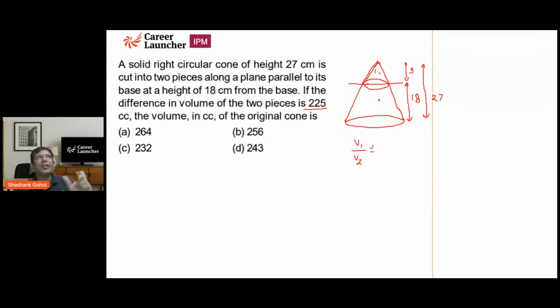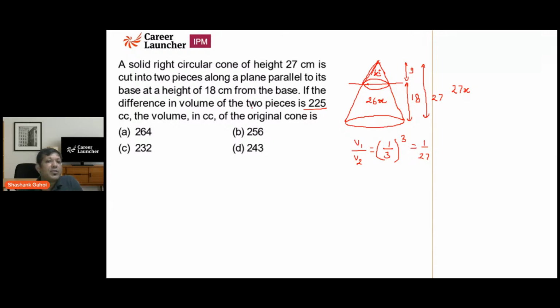So what are linear ratios? Linear ratio means ratio of radius, ratio of height, ratio of diameter. In this cone and the biggest cone, what is the ratio of height? 9 is to 27, so the ratio of height is 1 by 3. So the ratio of volume is the cube of the linear ratio, which is 1 upon 27. So I am assuming the total volume is 27x. This volume is x and this volume is going to be 26x, because if the total is 27, then this one is 1. That is what the ratio says.